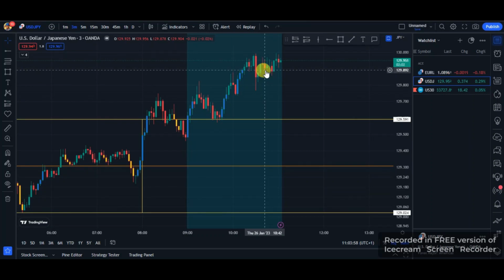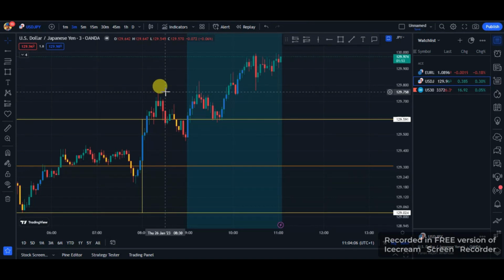So in this video I want to show you guys a very simple 1 minute scalping strategy, and it has been the strategy I've been using all the time. I just want to show you guys a setup I saw today, and I took this setup on my account, so I just want to show you guys what it looks like.